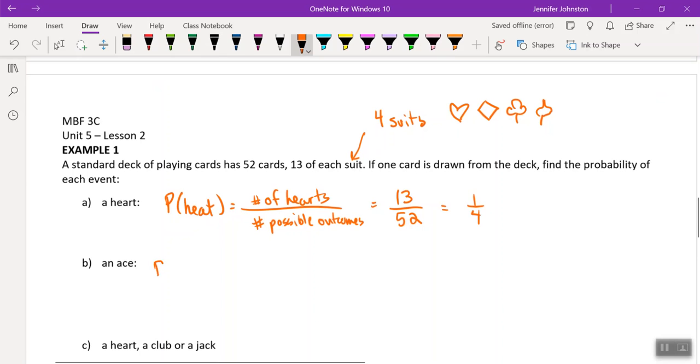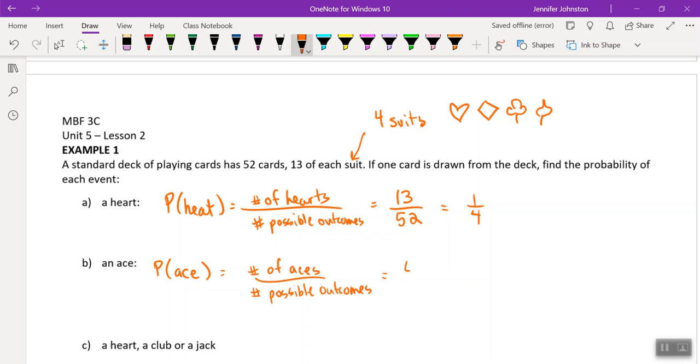An ace. So what's the probability of drawing an ace? We need the number of aces divided by your number of possible outcomes. How many aces are in a deck? There are 4 of them. And how many cards are there? There are 52. This can be reduced to 1 out of 13.